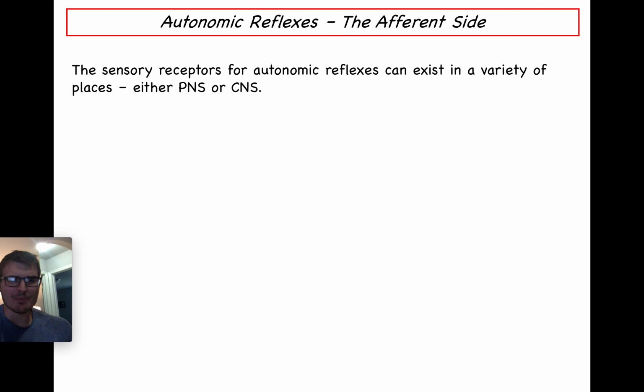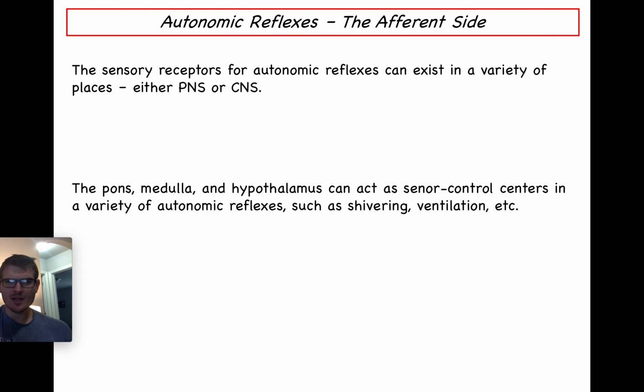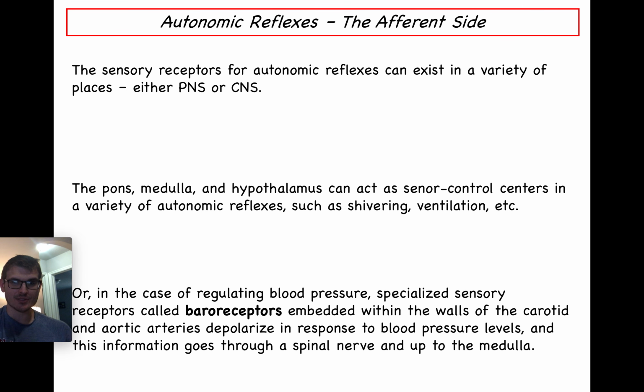Okay, so just a little bit to say about the afferent side of things, because we've been focused so heavily on the efferent side. So sensory receptors that activate those autonomic control centers that we've been talking about. These receptors can exist either spread out throughout the PNS for your general senses or somewhere internal in the CNS for your special senses. We've already talked about how the pons, medulla, and hypothalamus are acting as sensor/control centers, and we'll cover a lot of those as they become pertinent.